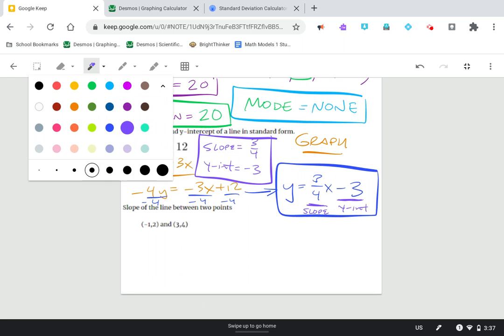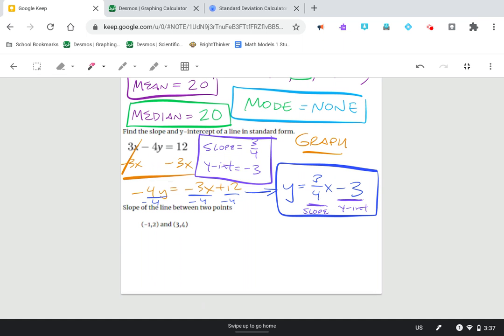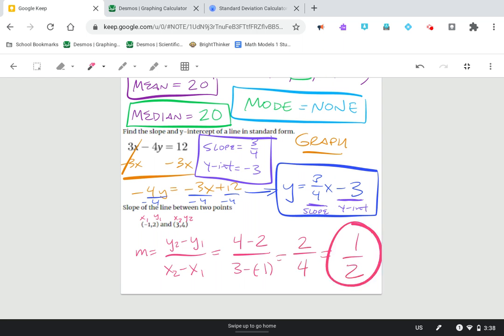Then they want us to find the slope of a line with 2 points. This is the equation for the slope of a line. Given 2 points, it's the difference in the y values divided by the difference in the x values. If I plug these numbers into that, y2 is 4, y1 is 2, x2 is 3, x1 is -1. 4 minus 2 is 2, 3 minus -1 makes 3 plus 1, that's 4, and so the slope would be 1/2.